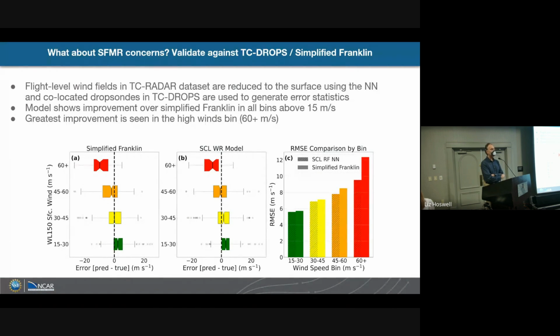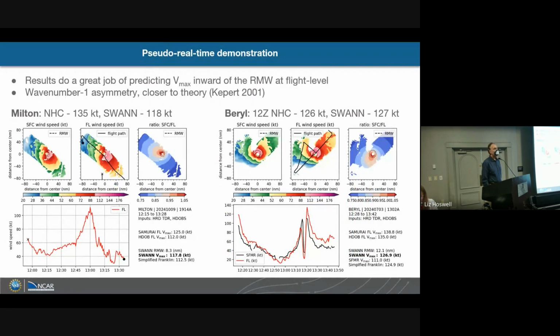And the results were quite good. You can see the comparison between simplified Franklin and the neural network technique, and there's substantial improvements. Now, of course, there's room for improvement, but the thing that gave us good heart is that at the highest wind speeds, the improvements were the greatest. So that was exactly what we wanted to see. Next slide.